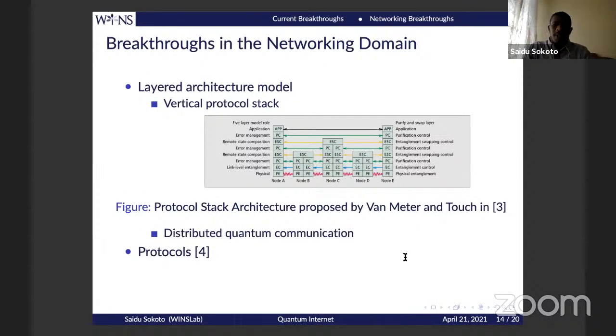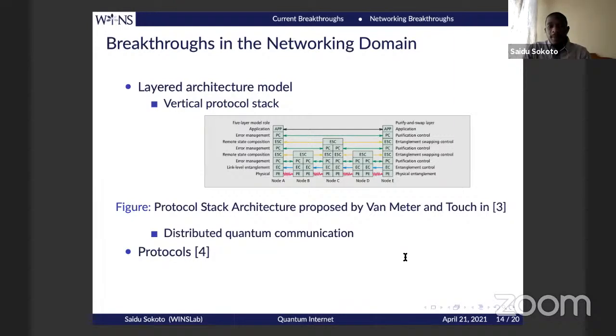So we have different proposals. We have the layered architecture model here, similar to the OSI model we're used to seeing in the normal networking domain. For example, here in a protocol stack architecture proposed by Van Meter and Touch, they propose this form of architecture where we have 5 layers. We have the application layer, error management, the remote state composition, link level entanglement, and the physical layer. The only layer here that deals with the qubits in the actual sense is the physical layer.